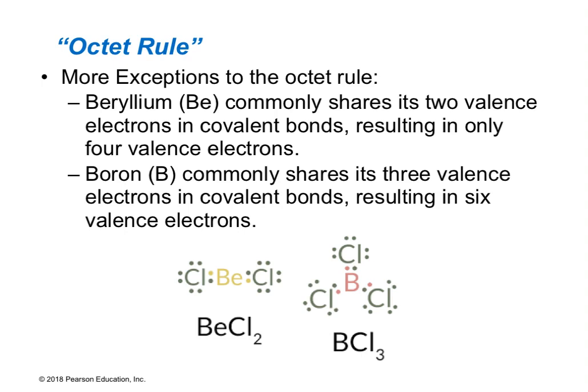All right, some other exceptions to the Octet Rule going the other direction, with less than 8 valence electrons. Probably the two most common are beryllium and boron. So beryllium, believe it or not, tends to end up with only a total of 4 valence electrons, which is kind of shocking. And boron is typically very stable with only 6 valence electrons. So again, you just need to commit that to memory.